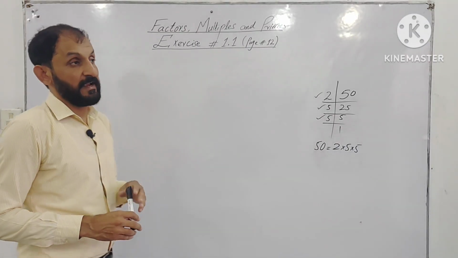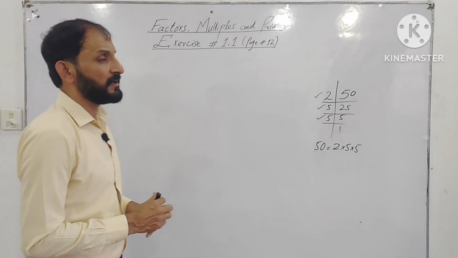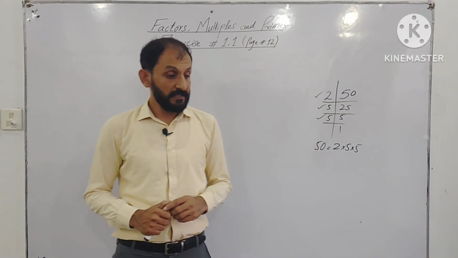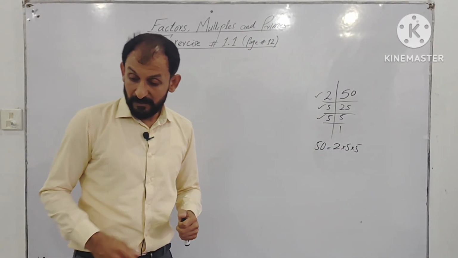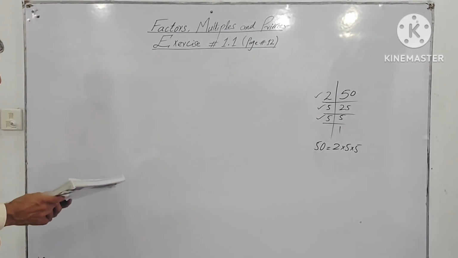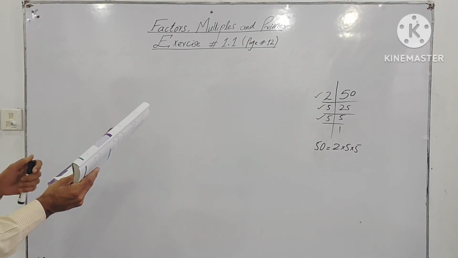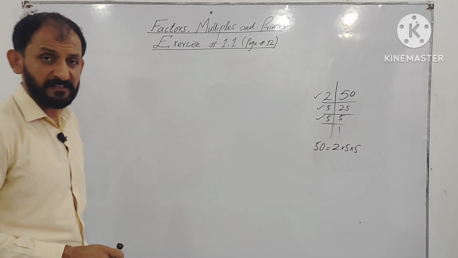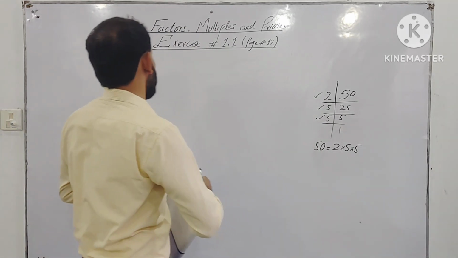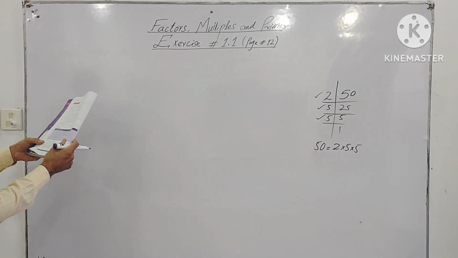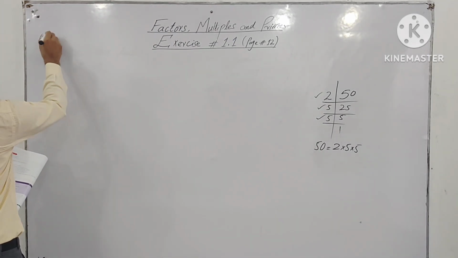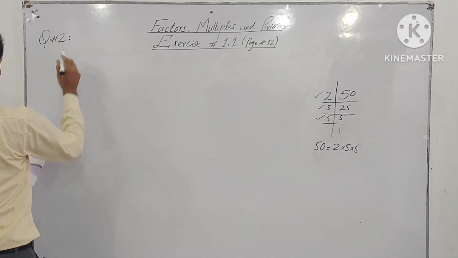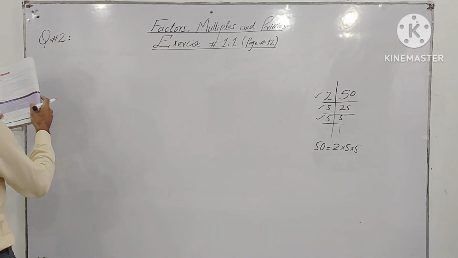Only prime numbers. And what is the definition of a prime number? A number that is only divisible by 1 or by itself is known as a prime number. Now the statement of question number 2 is: complete this factor tree for 108. We have to find the prime factors by using the factor tree method. I will write the statement of question number 2.